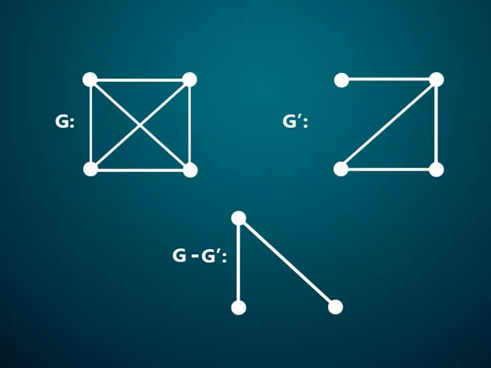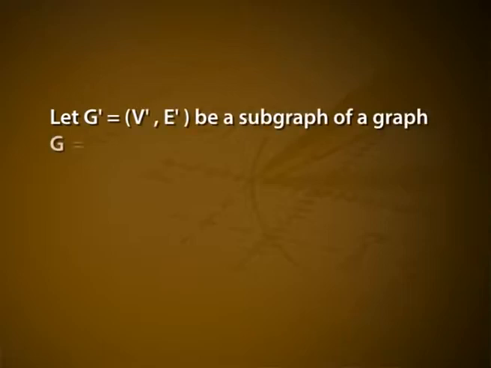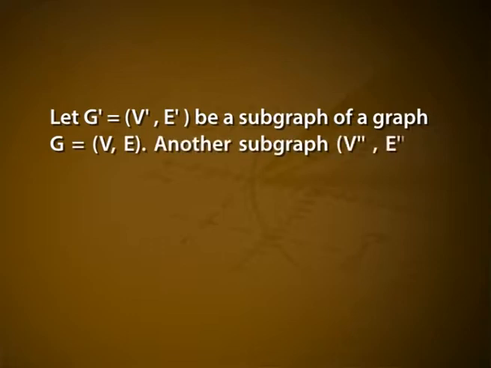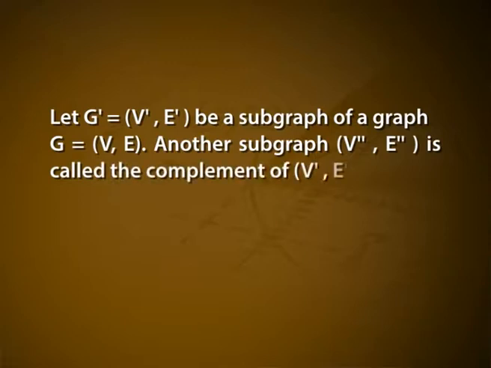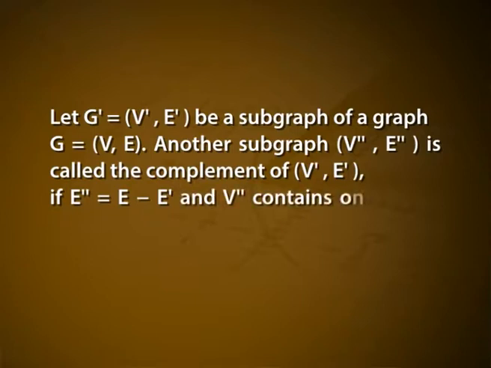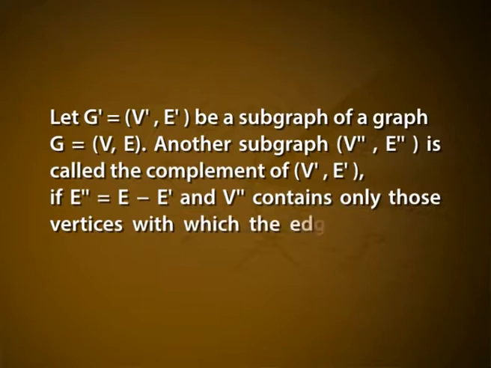We can have the complement of a subgraph with respect to a graph also. Let G' = (V', E') be a subgraph of a graph G = (V, E). Another subgraph (V'', E'') is called the complement of (V', E') if E'' = E minus E' and V'' contains only those vertices with which the edges in E'' are incident.